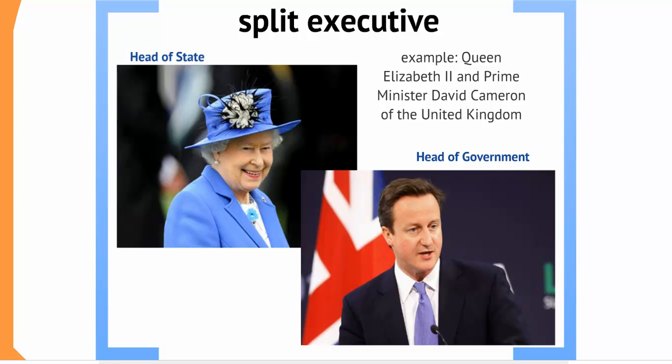In the United Kingdom and many other European states, this is a monarch. Here you see Queen Elizabeth II, the head of the United Kingdom, and also the head of state in a few former British colonies, such as Canada and Australia.